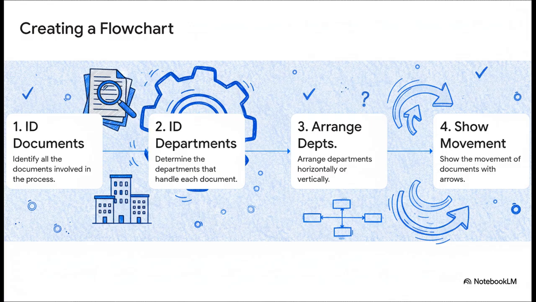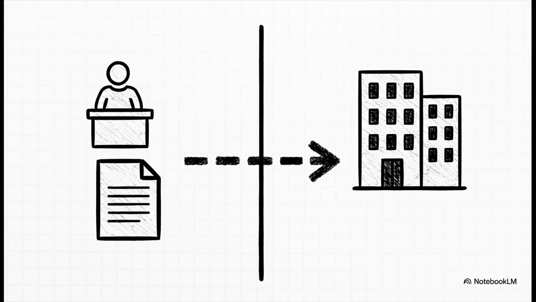You give each department its own swimming lane on the chart. Then you trace the path of the document, which is like the baton, as it gets passed from one lane to the next, showing every single handoff. So let's see it in action.